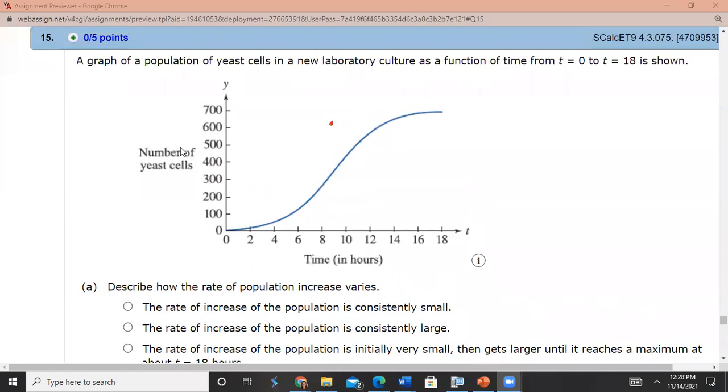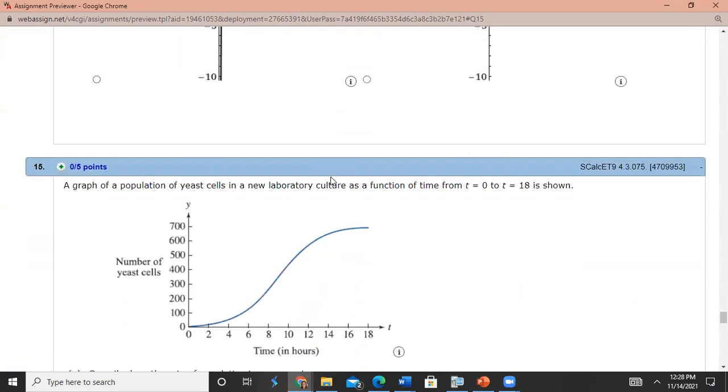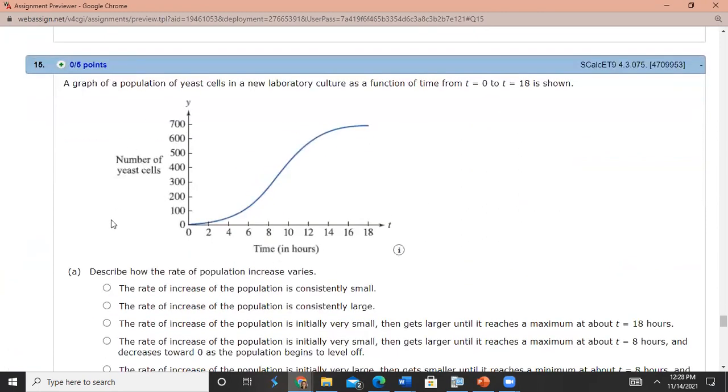Hi class, I wanted to make a video about two of the problems on 4.3, number 15 and number 16. Number 15 says a graph of the population of yeast cells in a laboratory culture as a function of time from t equals 0 to t equals 18 is shown, with time in hours and the number of yeast cells.